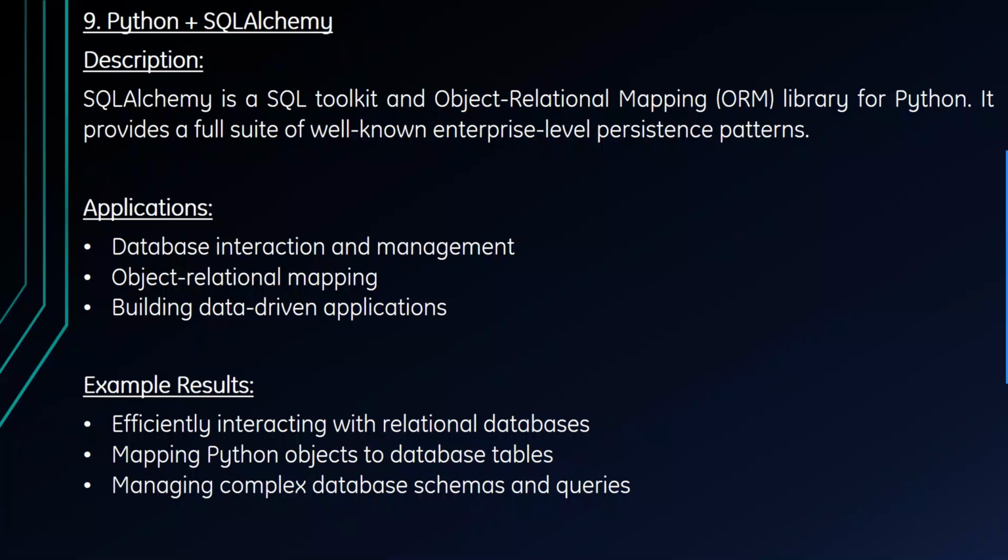Moving on, we have SQLAlchemy. This is a SQL toolkit and object relational mapping, or ORM, library for Python. It provides a full suite of well-known enterprise-level persistence patterns. What are the applications? We have database interaction and management, object relational mapping, and building data-driven applications. For example, we have efficient interaction with relational databases, mapping Python objects to database tables, and managing complex database schemas and queries.